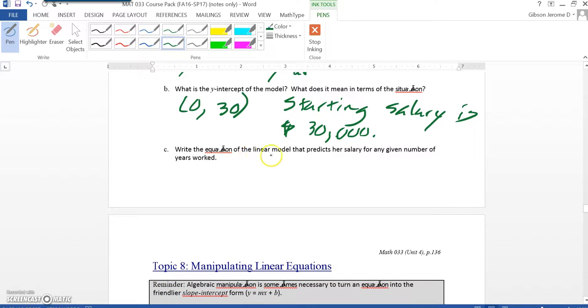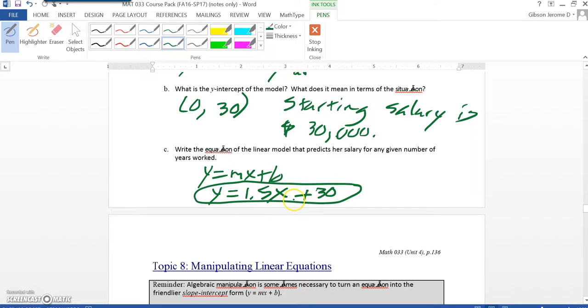Now we go here to C. It says write the equation of the linear model that predicts her salary for any given number of years worked. Okay, so we know our slope-intercept form is y equals mx plus b, and we have our slope, which would be 1.5, and we know that stands for 1,500, x plus the $30,000. And this is our final answer.